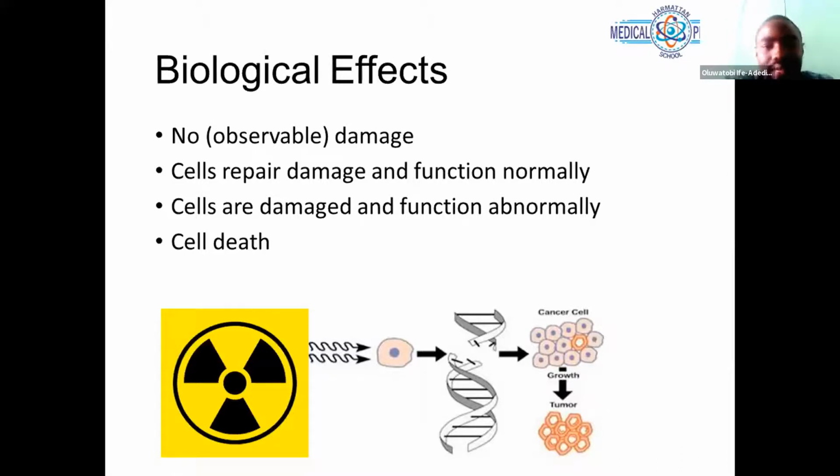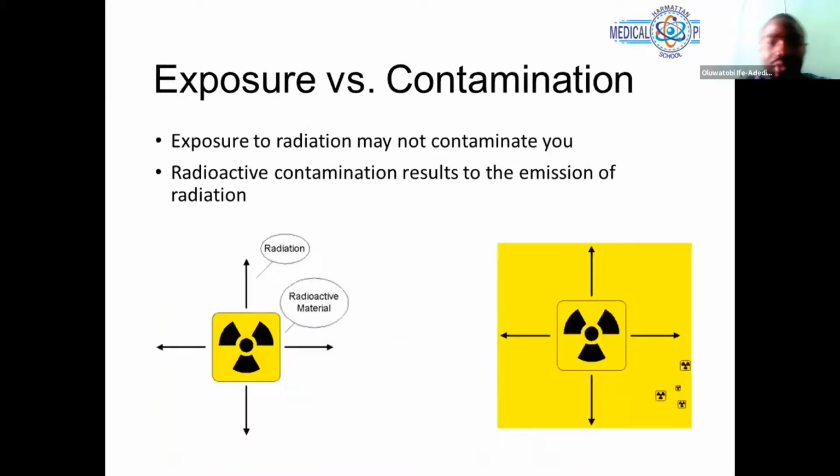Basically, the effect that will take place depends on the type of the radiation and the amount of the radiation that is received, which is basically characterized by what we call the dose. So depending on the type of radiation, the ionizing tendency of the radiation and the dosage received, maybe within a short period of time or within a length of time, we can find any of these biological effects.